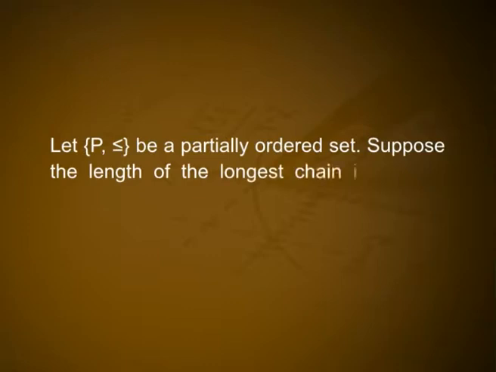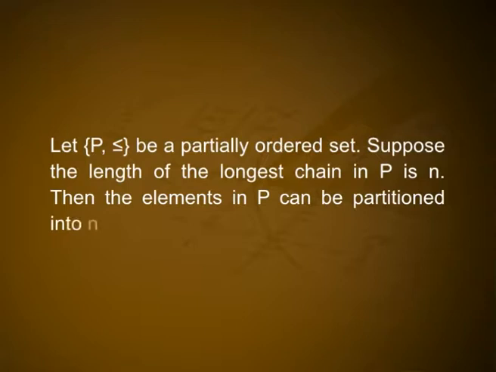The theorem states that let (P, ≤) be a partially ordered set. Suppose the length of the longest chain in P is n. Then the elements in P can be partitioned into n disjoint anti-chains. The proof is by induction on n. When n equals 1, there is nothing to prove. As the induction step, let us assume the theorem to be true when n minus 1 is the length of the longest chain in a partially ordered set.